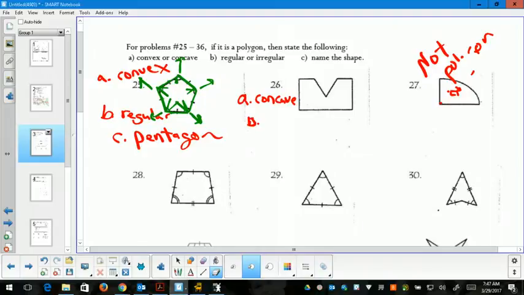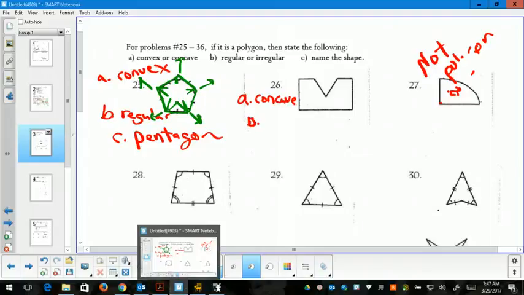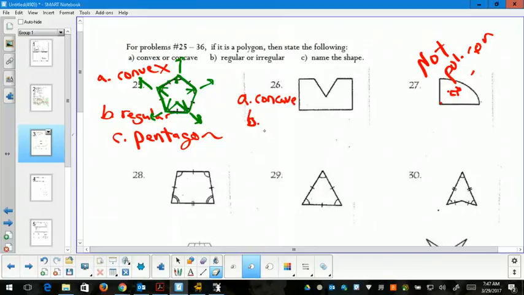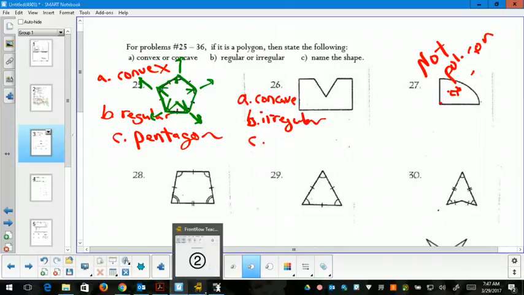Is it regular? No. Nope. Some of the sides are the same, but not all of them. Definitely not the angles. So it's irregular. Now, what shape? You've got to count the sides. 1, 2, 3, 4, 5, 6, 7. Seven sides. Heptagon.